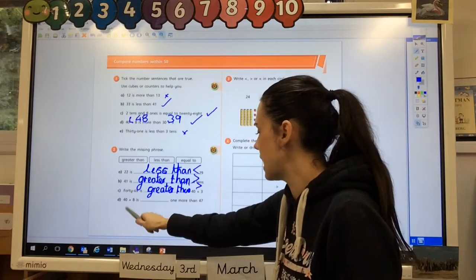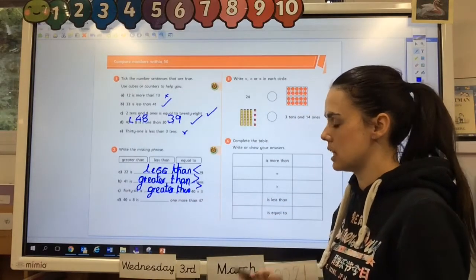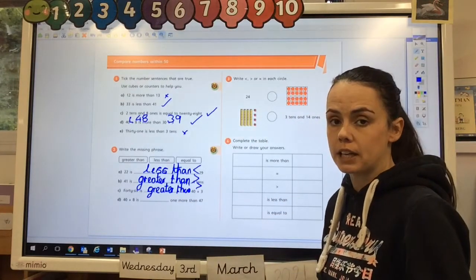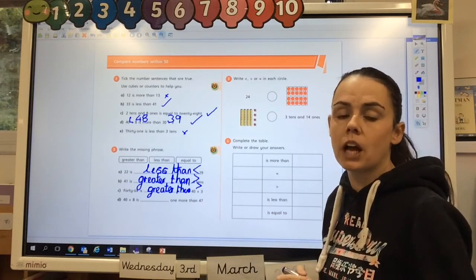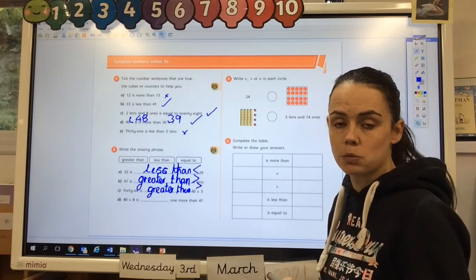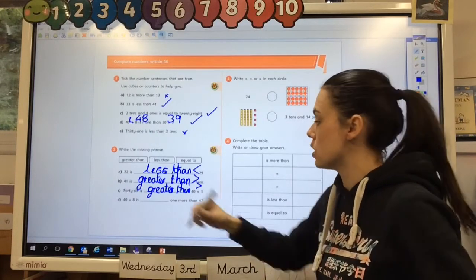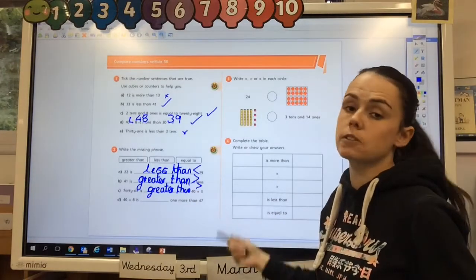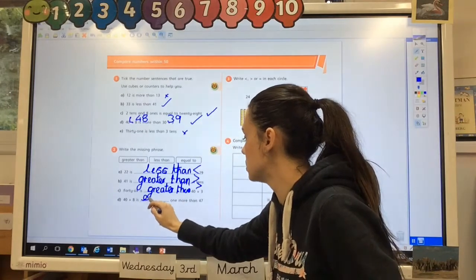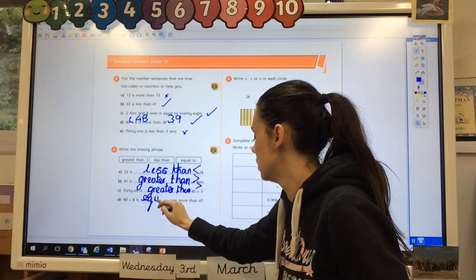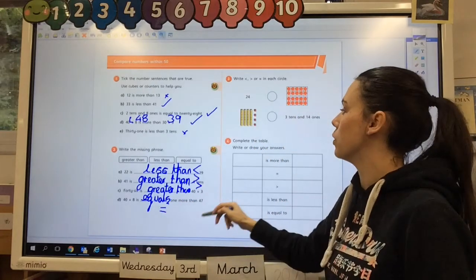And then 48 is something to 1 more than 47. So 48 makes 48. And what's 1 more than 47? Find 47 on your number line and count along 1. So 47, 48. So 48 is what to 48? It's the same, isn't it? Or equals to. So equals to, or you can do your equal sign. It's equal to 1 more than 47.